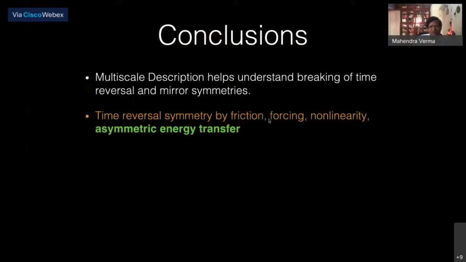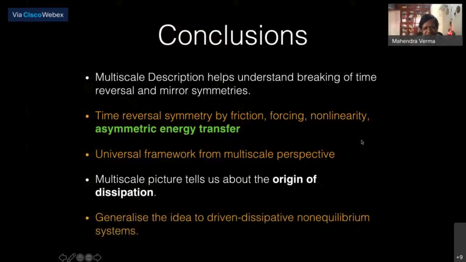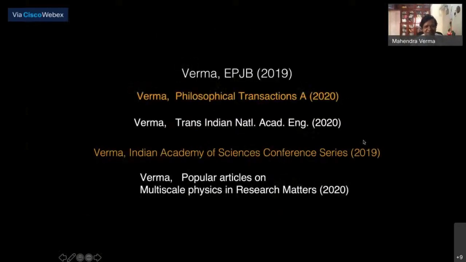We invoke friction, forcing, nonlinearity, and this is a universal framework. In some sense, you can put this together in one framework, and also the origin of dissipation. I'm quite keen on this dissipation mechanism, which could also be applied to complex systems like quantum dissipation. Okay, so I will close here, and I'm happy to take questions. Some papers are here if somebody is interested.